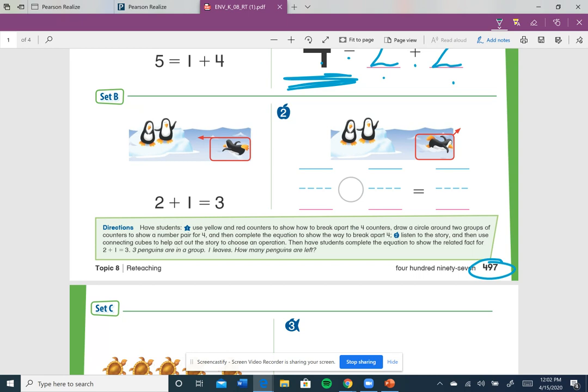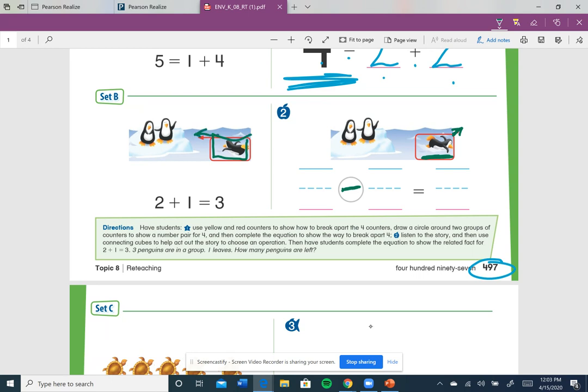Take a look at how many penguins we have all together right away. Actually, nope, scratch that. The first thing I want you to do, look at this penguin. Is he swimming towards the other two or away? What's this arrow telling us? That penguin's swimming away, right? So we're taking away, and the sign to show taking away, subtraction.